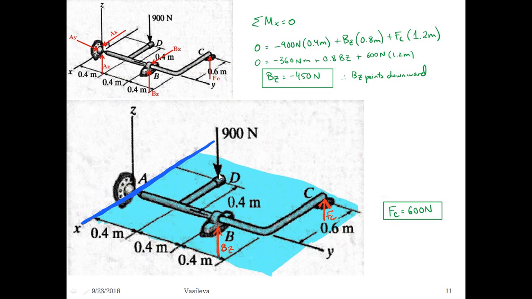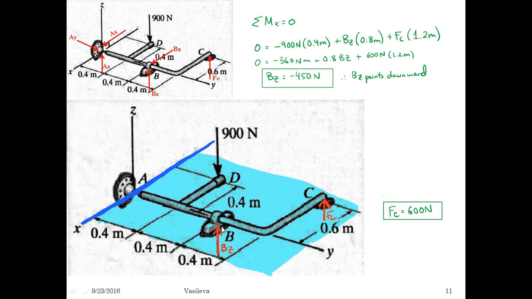So the only three forces here that cause a moment are the 900, the FC, and the BZ. And we know what FC is now, so our only unknown is BZ. So let's start with the 900. If 900 pushes downward on this plane, it's going to start rotating about the x-axis in a direction such that your thumb will end up pointing in the negative x. So we have negative 900 times the perpendicular distance, which is this 0.4 meters.